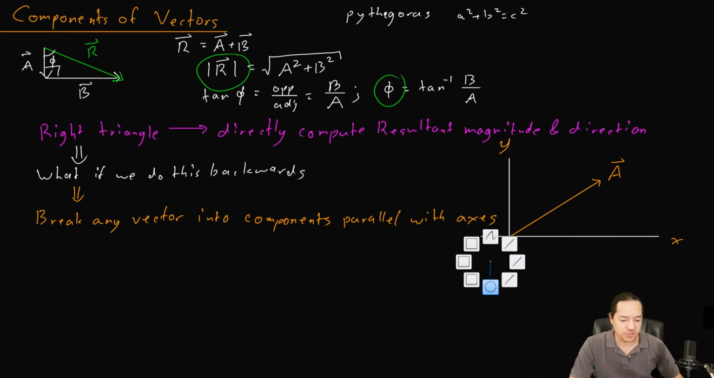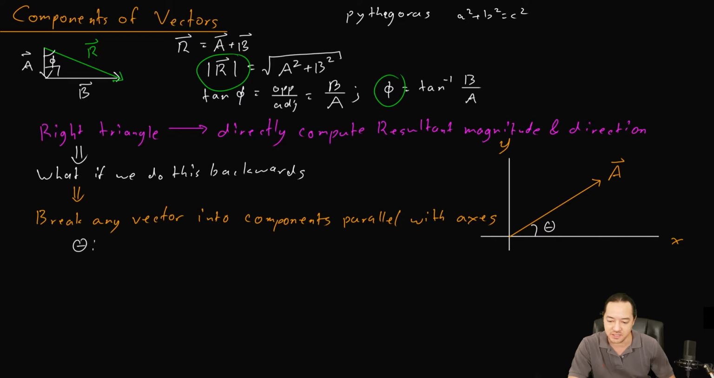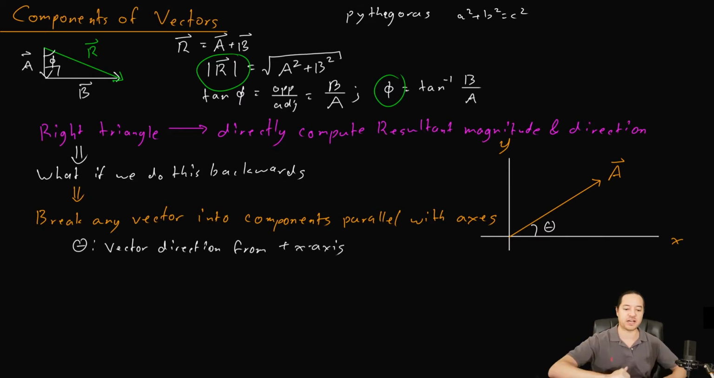What we're also going to do is we will define an angle, okay? So let's define this angle as theta. So theta is going to be the vector direction from the positive x-axis, okay? So it's just going up from that positive x-axis at an angle of theta.